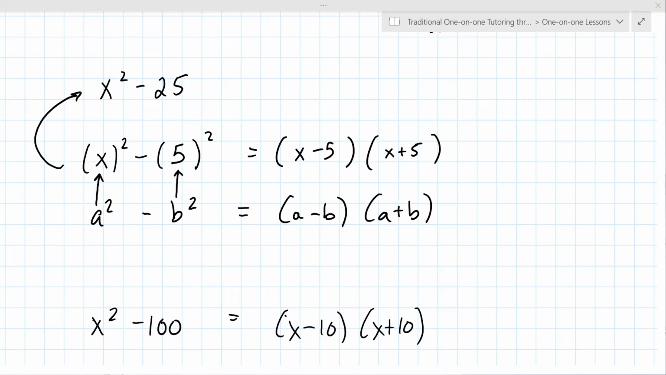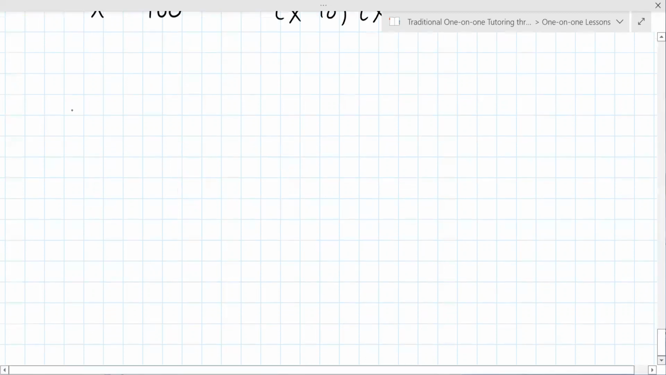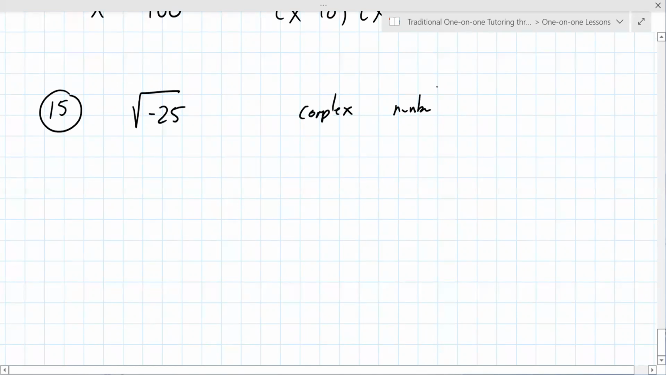All right, so let's move on to another part of the review here, 15, 16, and 17. We're now talking about complex numbers. The whole thing here is that normally, for a long time, you've been told you can't take the square root of a negative number, but you really can. It's the square root of -1 times 25. And then you can break those apart, the square root of -1 times the square root of 25.